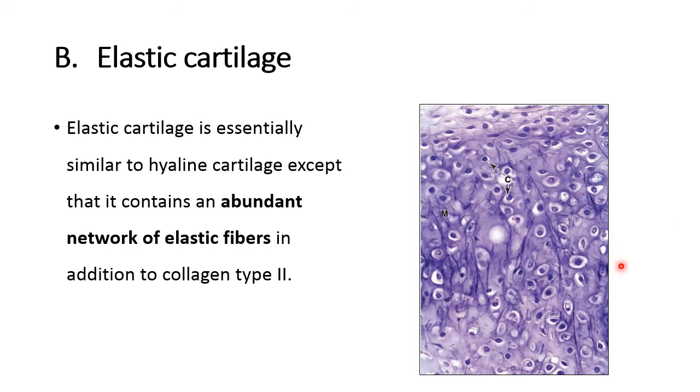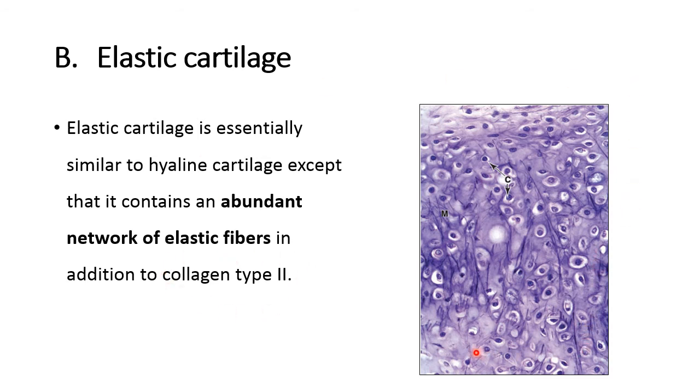So we have finished the hyaline cartilage in the previous slides. We are moving to discuss the elastic cartilage. The elastic cartilage is essentially similar to hyaline cartilage, except that it contains an abundant network of elastic fibers. This is the distinguishing feature of elastic cartilage: an abundant network of elastic fibers in addition to collagen type 2.